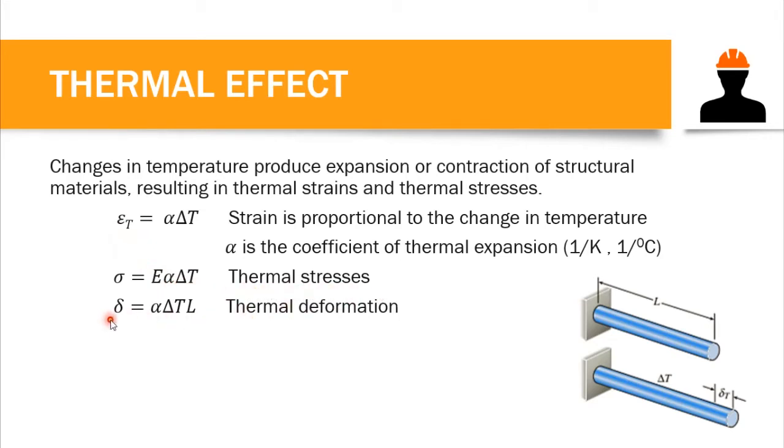Now for the deformation due to change in temperature, we have the coefficient of thermal expansion times the change in temperature times the original length. Our change in temperature is equal to the final or observed temperature minus the standard temperature. Our standard temperature is when we have the original length.